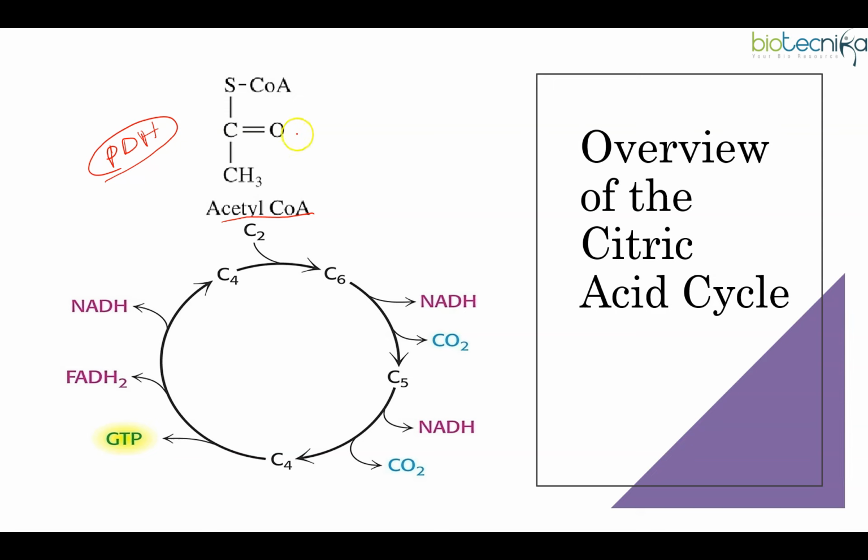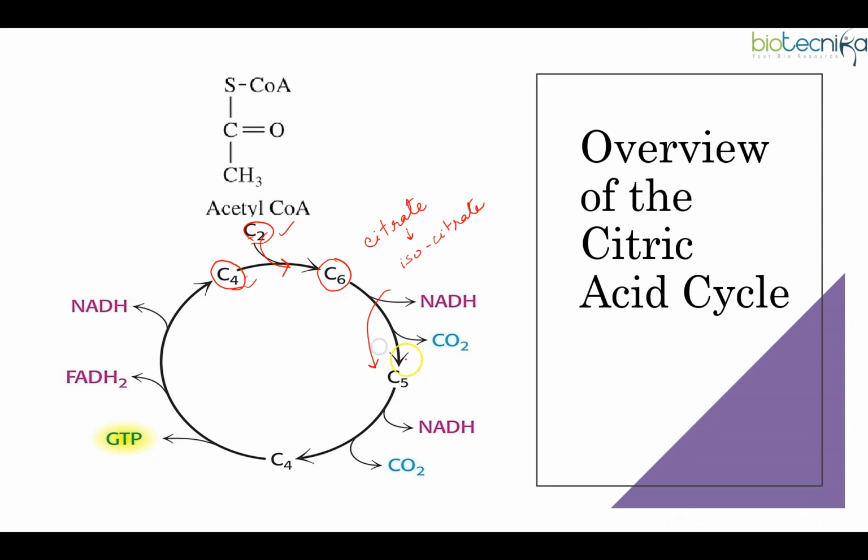Pyruvate was a 3-carbon compound and acetyl-CoA is a 2-carbon compound. So pyruvate dehydrogenase removes one carbon in the form of carbon dioxide, and acetyl-CoA, a 2-carbon compound, enters the citric acid cycle. Since it is a cycle, there is already a molecule present before, a 4-carbon compound, which is oxaloacetate. A C4 and a C2 molecule link together to form a C6 molecule. 4 plus 2 is 6, and this molecule is called citrate. Citrate is converted into another isomer called isocitrate, and this further proceeds.